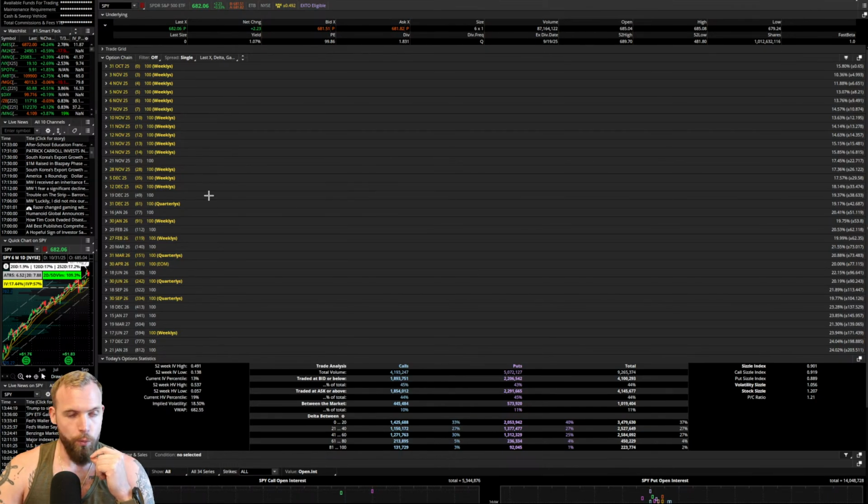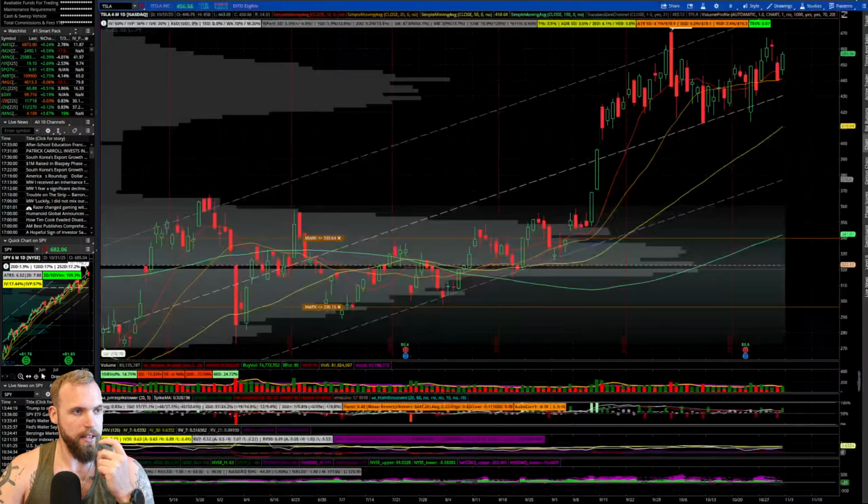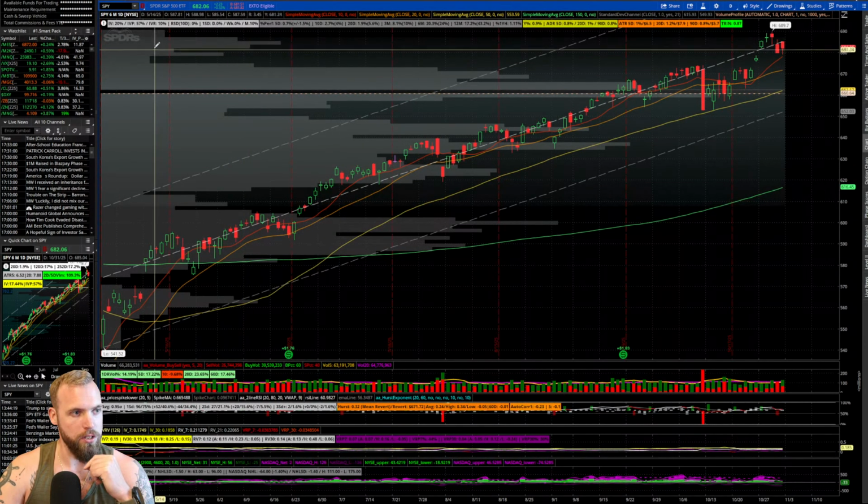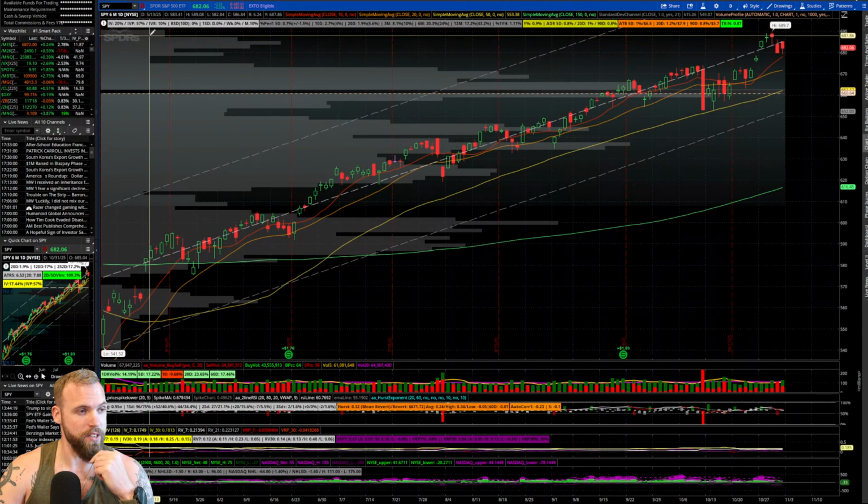Let's say that we think volatility is going to expand in SPY. Let's say that our assumption is right now vol is low, even though vol is kind of high. It's at 57%. But let's just pretend for the example.